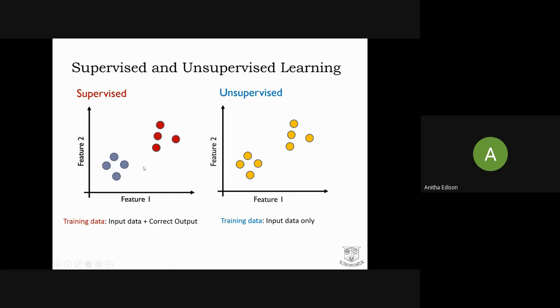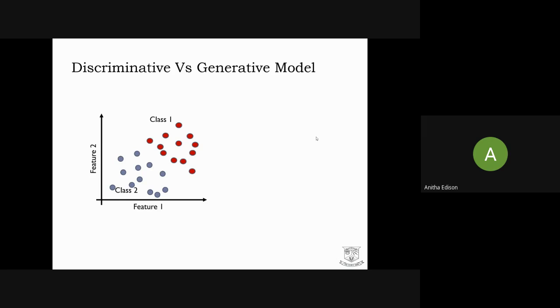So this is the example where you're given features and you're told that this belongs to dog and this belongs to cat. And in this, you're not told whether it belongs to cat or dog, there is no label associated with the data. Input data only. In this, we'll be concentrating on supervised classification. And in supervised classification also, there are two types of models: discriminative model and generative model.